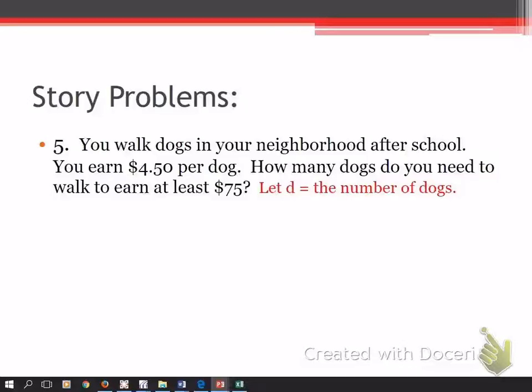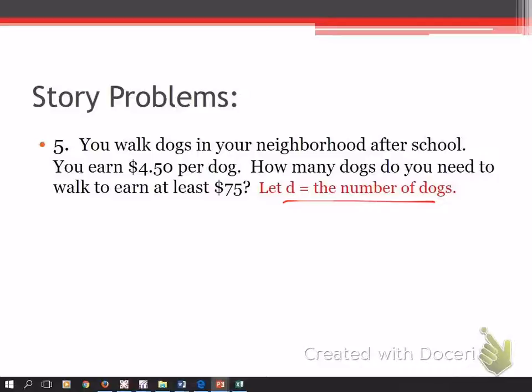Now, a story problem involving multiplication or division. You walk dogs in your neighborhood after school. You earn $4.50 per dog that you walk. How many dogs do you need to walk to earn at least $75? And we went ahead and defined the variable for you. D is the number of dogs.